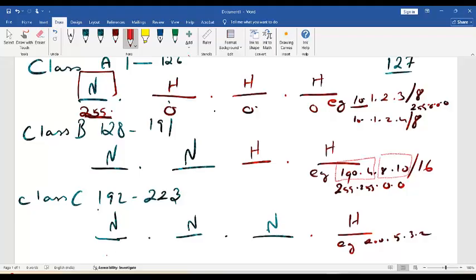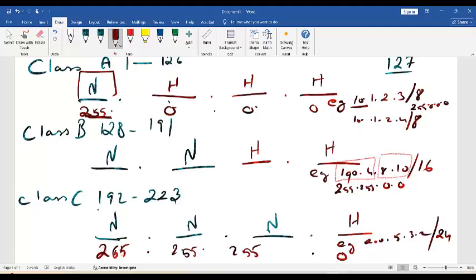Class C default mask is 255.255.255. Why? Because those three are network, and for the host, it is 0. So the mask can also be written as /24 because 24 bits are for network. Mask represents the number of bits that are given for network.